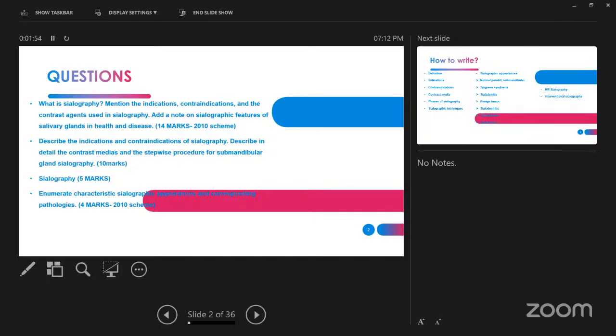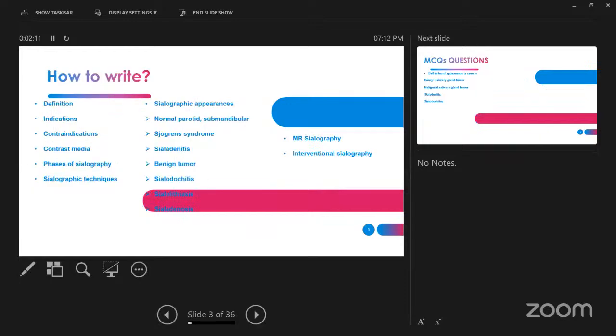For 5 marks, it was asked as xylography itself. Then next, enumerate characteristic xylographic appearance and corresponding pathologies. That was also asked as a short essay, and as a 3-mark question. Next, how to write these questions. First, we have to write the definition, indication, contraindication of xylography. Then contrast media used in xylography, its advantages and disadvantages, different types of contrast media.